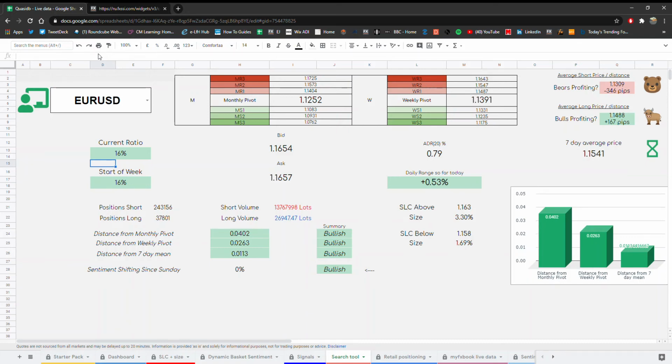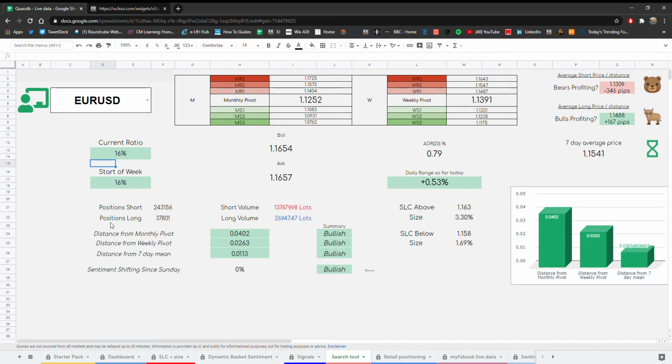Additions to the spreadsheet. So I'll talk about the search tool, I'll go on about the signals, and I'll also tell you about the dashboard because they've all had new additions. So the search tool, the reason why I'm really making the video is because we've got this new addition.